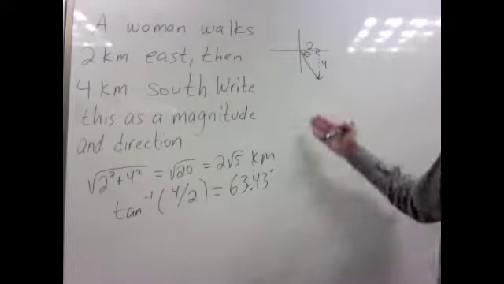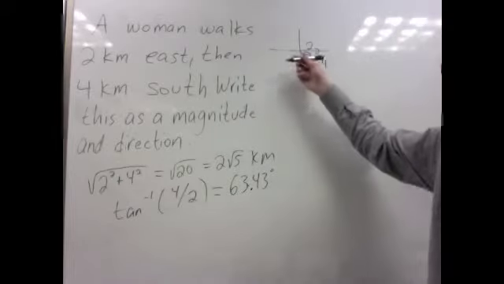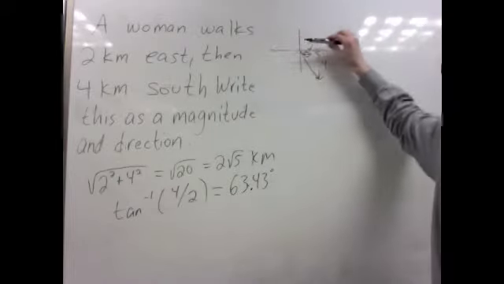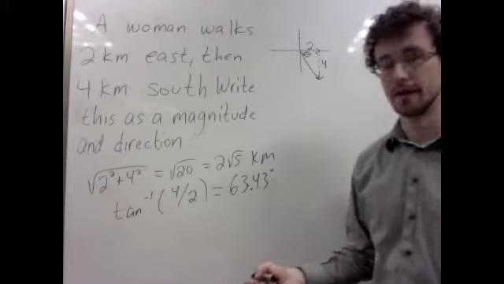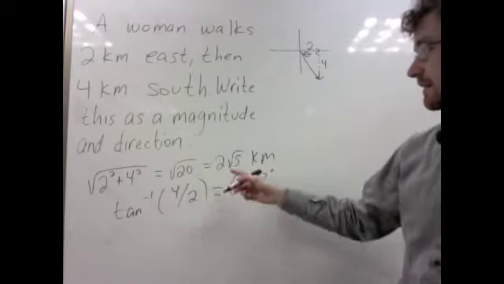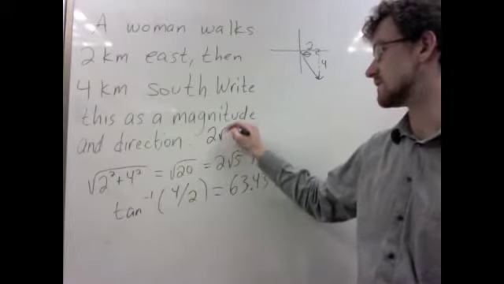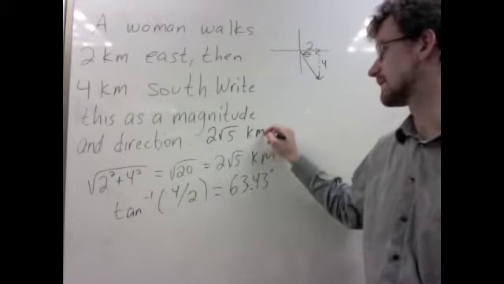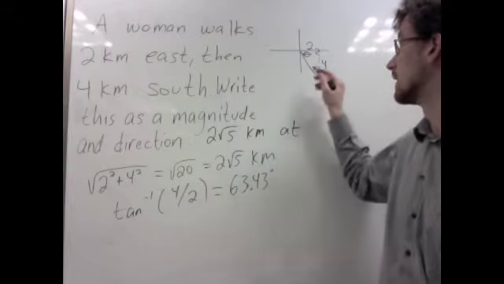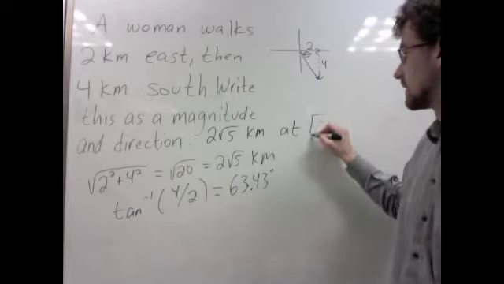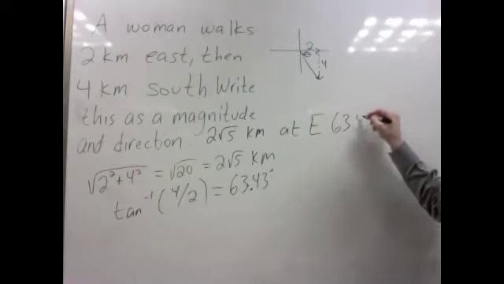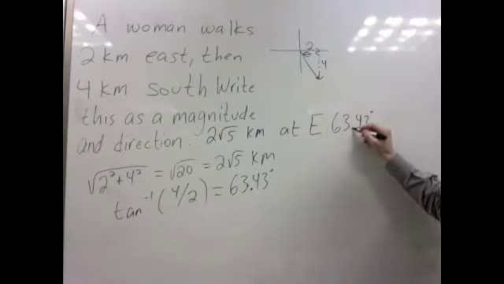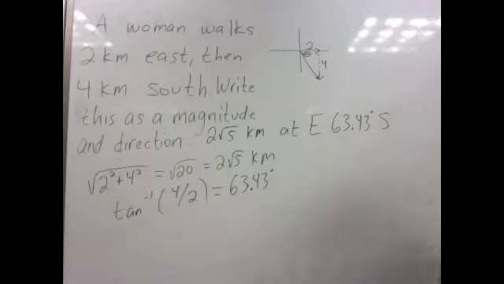But how do we report that angle? Well, that is the angle where we go east and rotate toward the south. And therefore, we say that it's a magnitude and direction. This is 2 root 5 kilometers. We're starting at the east. So we say east by 63.43 degrees, and we are rotating toward the south.